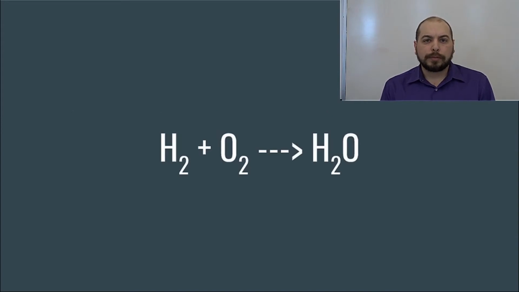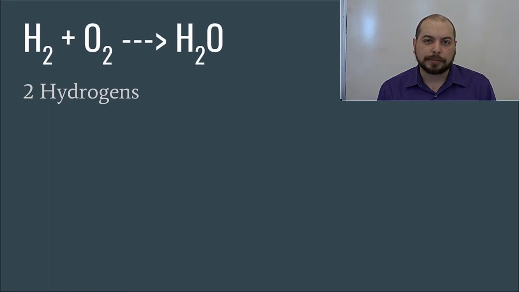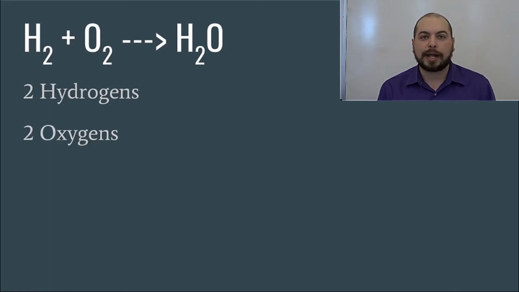So we're going to start by doing a practice problem. Now, this example that I'm going to use is a very straightforward one because it's a very common chemical reaction. This is the synthesis of water from molecular hydrogen and molecular oxygen. The first thing we need to do is assess the number of atoms on either side of the arrow. Remember, in a chemical equation, the arrow is essentially the equal sign, but it shows the direction in which the reaction is moving. So on the left side of the arrow, we have two hydrogen atoms. We also have two oxygen atoms.